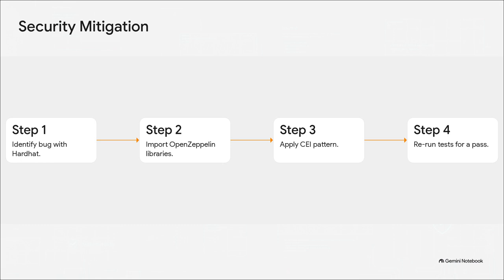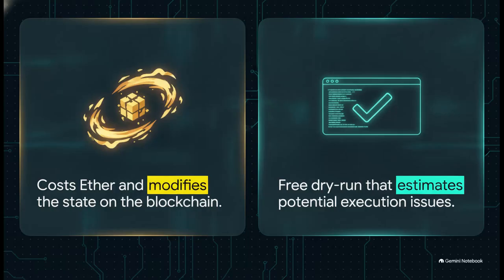Third, you structure your code using the checks-effects-interactions pattern. This means always updating your internal state before sending out Ether. And finally, you rerun those tests to get that beautiful green pass. This is exactly how you systematically eliminate re-entrancy risks. But we can't forget about EVM optimization and safety during execution.